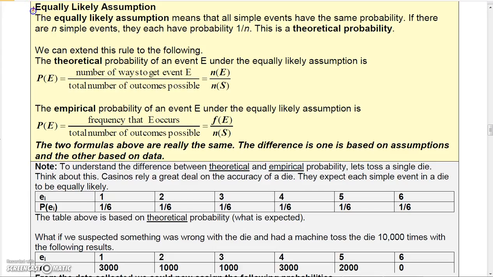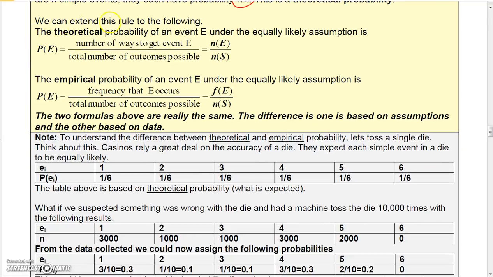So in many probability experiments, we do have this equally likely assumption. And as I said before, it just means that all simple events have the same probability. So if there are n simple events, each simple event has the probability of 1 out of n. And this is actually a theoretical probability.